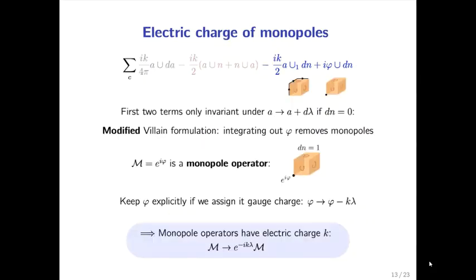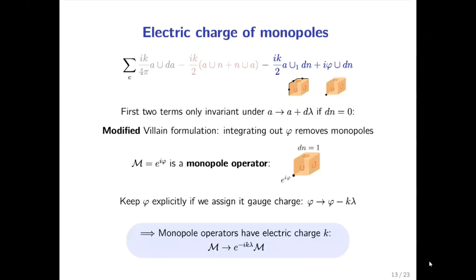Okay. Another nice feature of this action is that we can see the electric charge of monopoles. So let's look at these last two terms. It turns out that these two terms are actually only gauge invariant under the ordinary zero form gauge transformations if n is flat. So dn is equal to 0. What that means is that we have to eliminate monopoles in order to maintain gauge invariance of these two terms. Okay, and so in this modified Villain formulation, we just impose dn equals 0 as a constraint using a Lagrange multiplier. So that's what phi is. Phi is a Lagrange multiplier. It says dn equals 0.